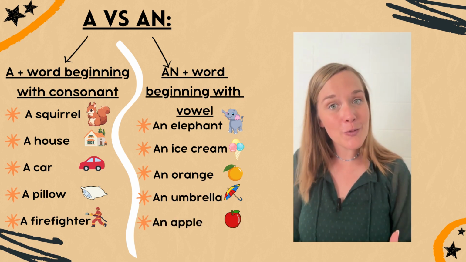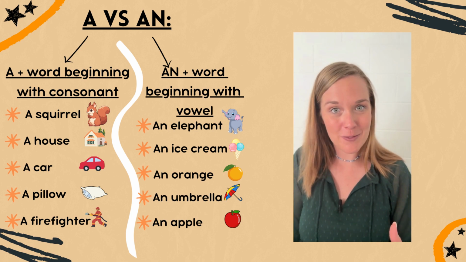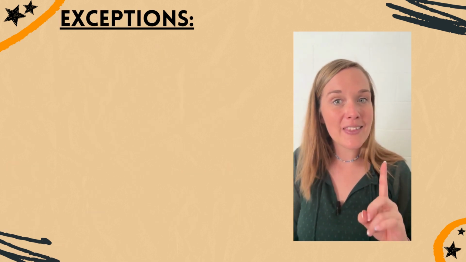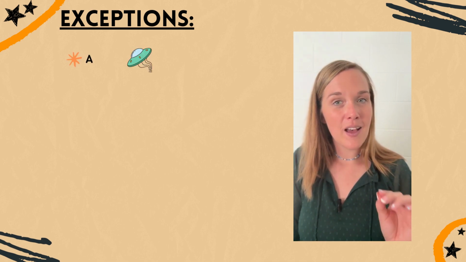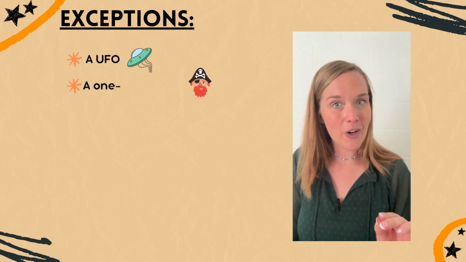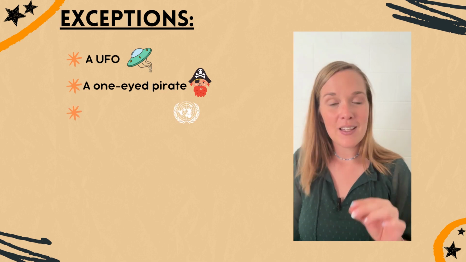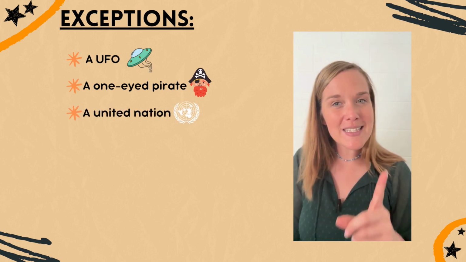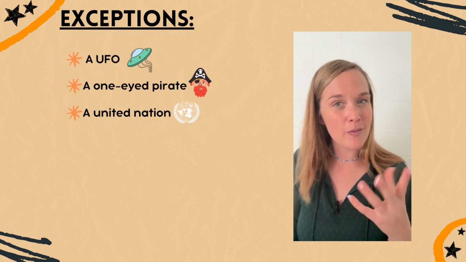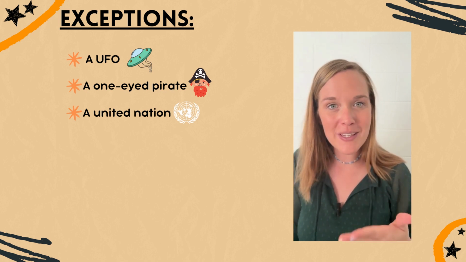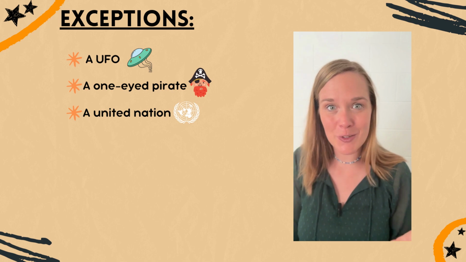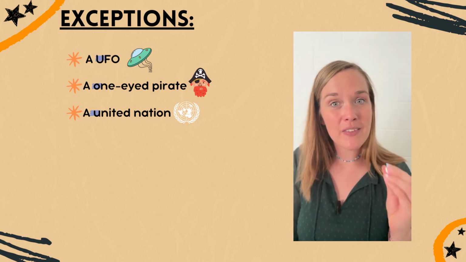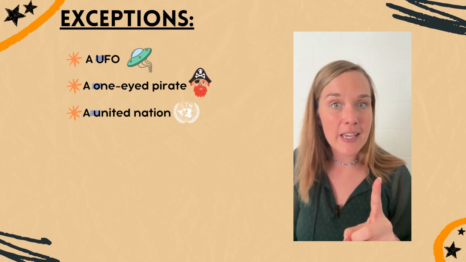Okay, hopefully this should be very straightforward, very easy. However, look at these words. A UFO, a one-eyed pirate, a United Nation. These all start with a vowel, but why are we using a and not an? It all comes down to the sound that the first letter is creating.